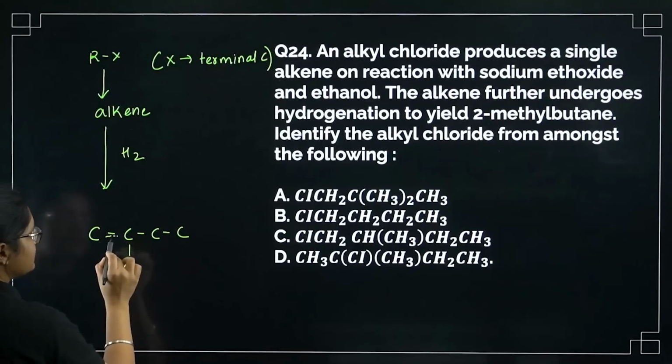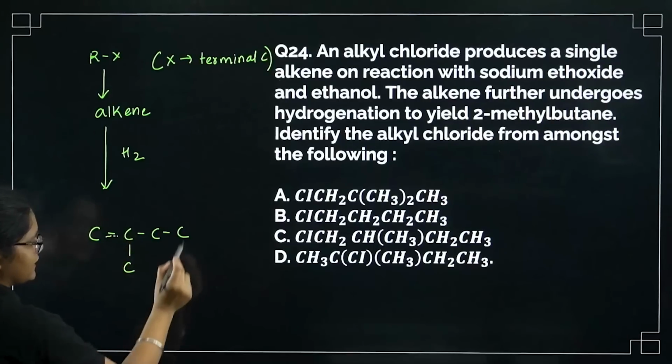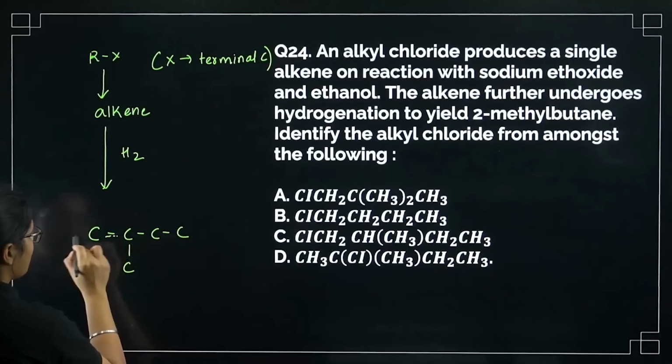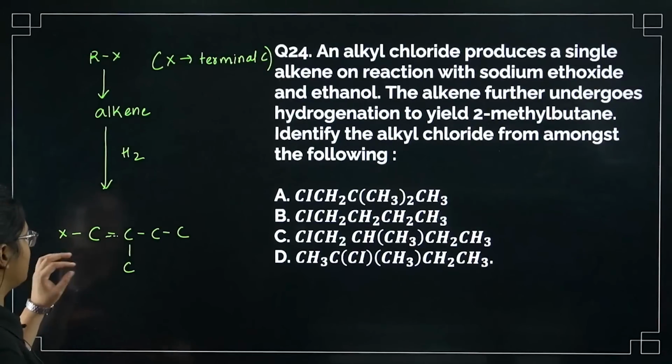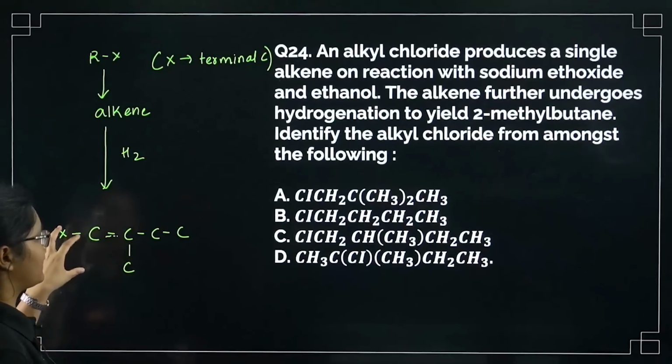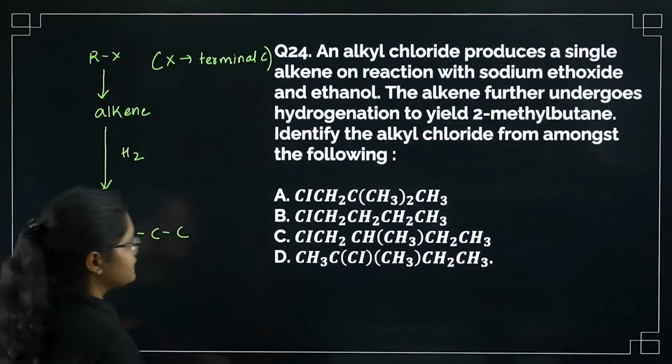Okay, if this alkene is formed here, and then if I do hydrolysis, I'll get this one, and for the alkene to form here, I can have X here. So definitely it is something 2-methyl and some haloalkane, I'll get like this. So let me see the options here.